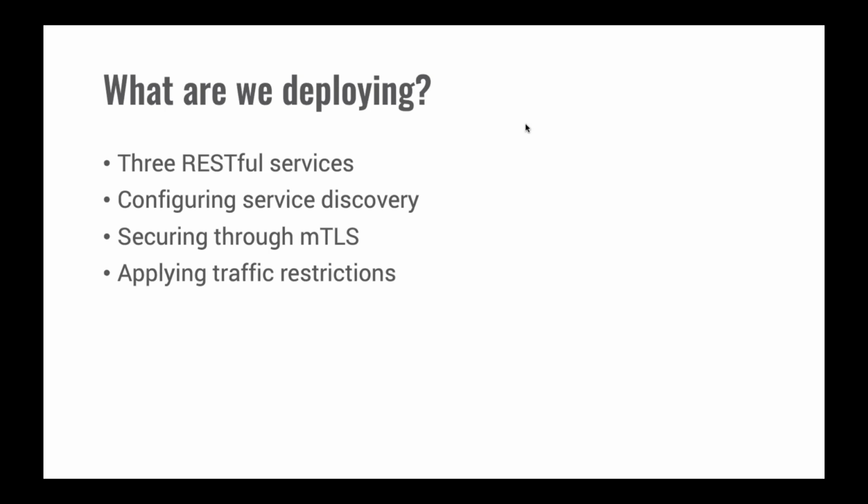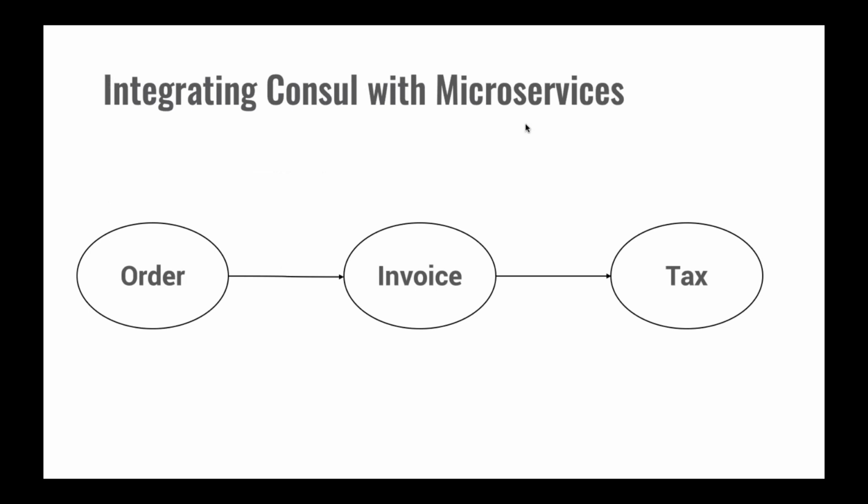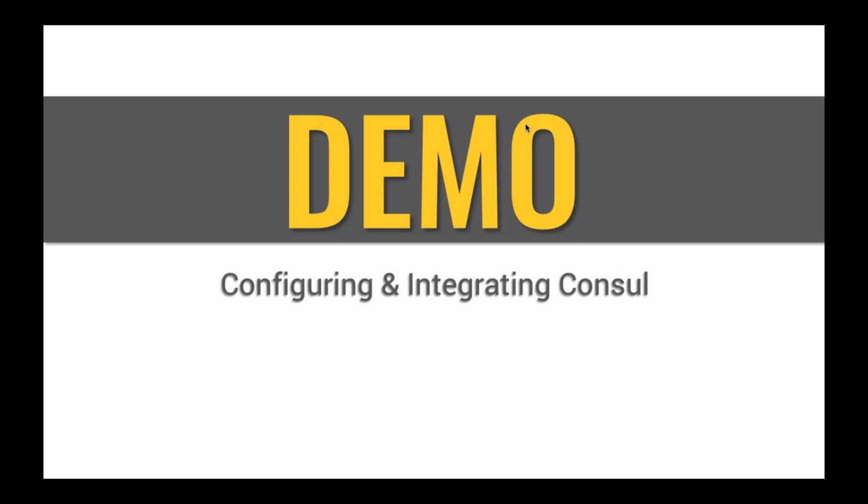So Consul is a very minimalistic, simple, but very powerful platform. So I'm going to deal with three services, three microservices. We have a microservice called tax, and this is invoked by another microservice called invoice, and invoice is invoked by order. The order service never talks to the tax directly, but it actually makes a call via the invoice microservice. And our job is to basically implement a service mesh through Consul Connect for these set of microservices. So let's jump into the demo and let me walk you through what I have in store.